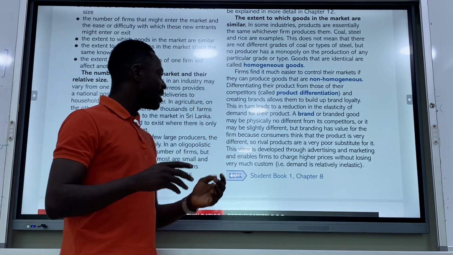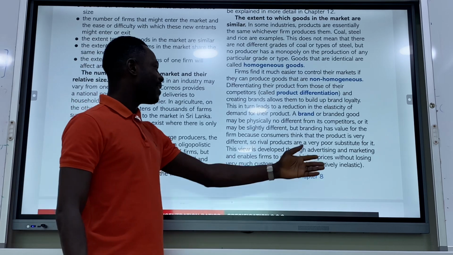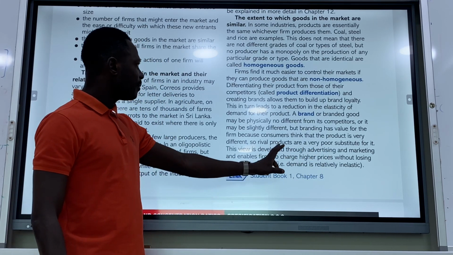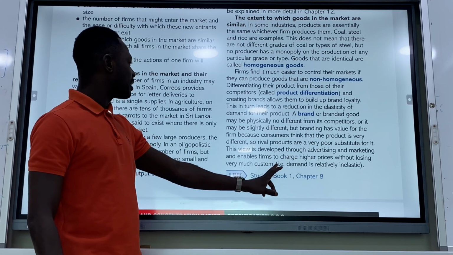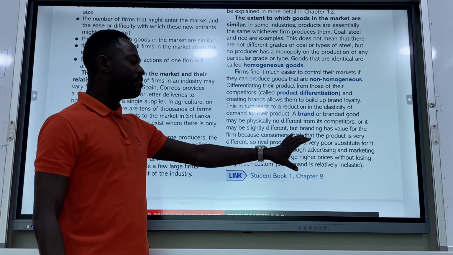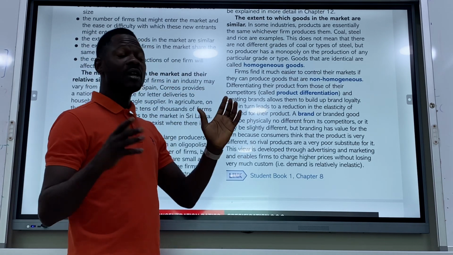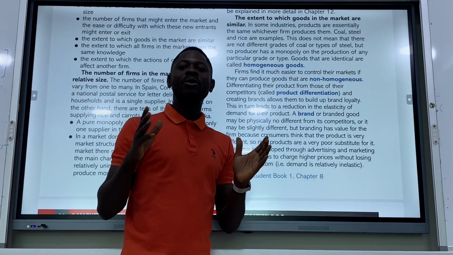And for businesses to do this, they might have to invest more in advertisements. Because if they are able to invest more in advertisements, it allows them to charge a premium price. That's about the extent to which goods in the market look similar or different.